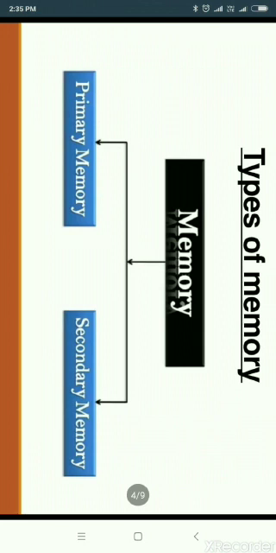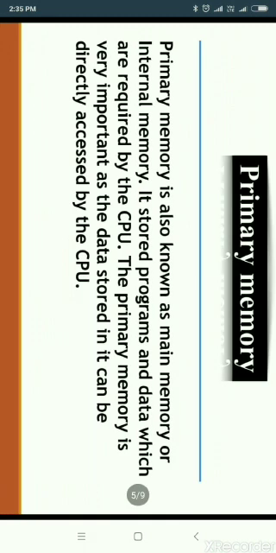There are two types of computer memory. First, primary memory, and second, secondary memory. In this video, we will discuss primary memory. So let's see what is primary memory. Primary memory is also known as main memory or internal memory. It stores programs and data which are required by the CPU. Primary memory holds only those data and instructions on which the computer is currently working. It has a limited capacity. The primary memory is very important as the data stored in it can be directly accessed by the CPU.